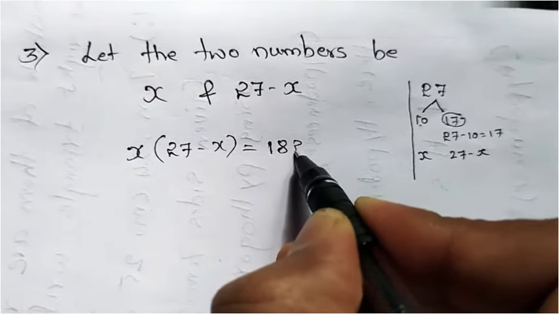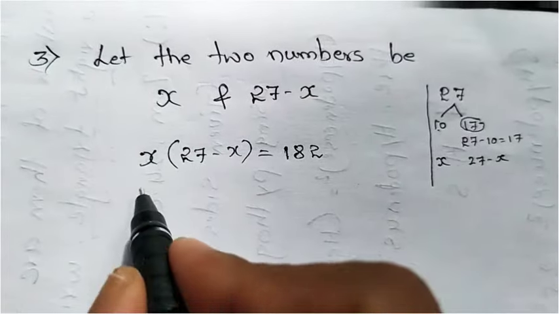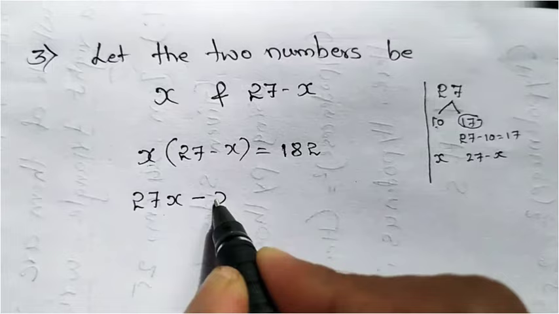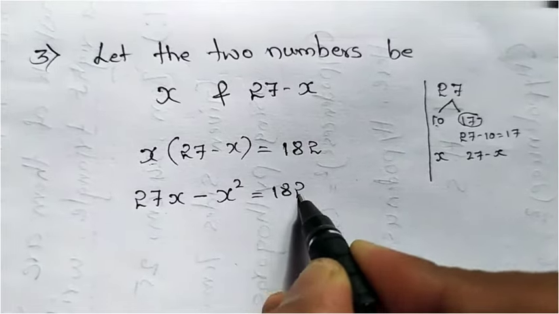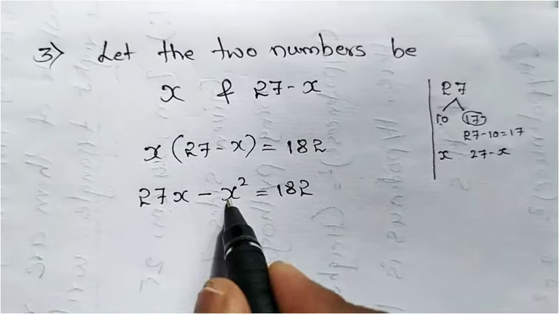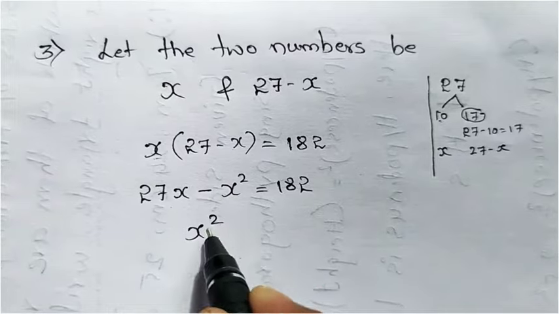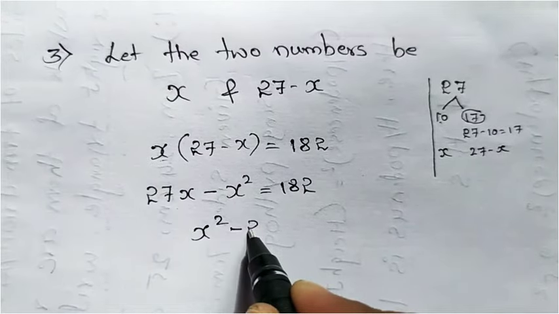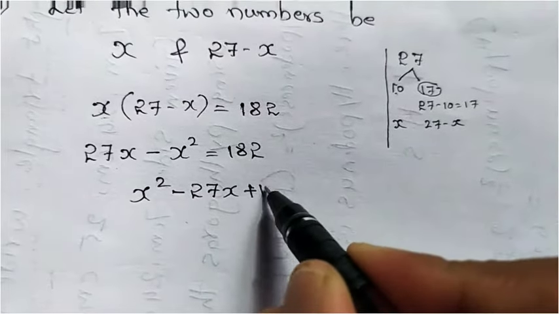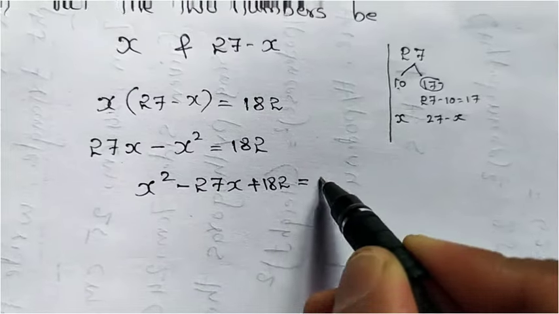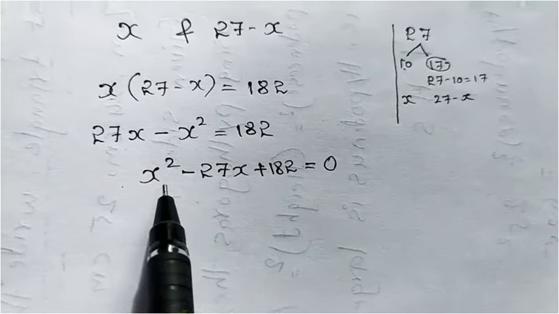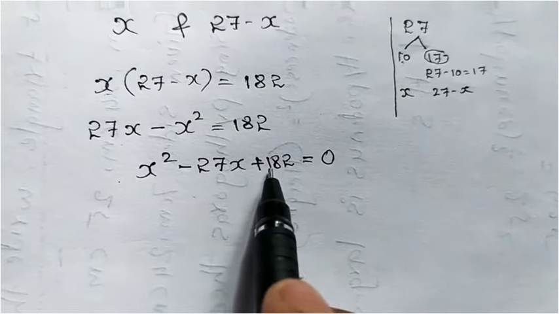Okay, so multiply it: x into 27 is 27x, minus x into x, x square, equal to 182. Taking the 27x and x square to the right side, x square becomes positive, the negative 27x becomes positive, and the positive becomes negative, and keep the 182 like that only, equating to 0. Instead of writing on the left side, I am writing 0 on the right side. So here, x square minus 27x plus 182.